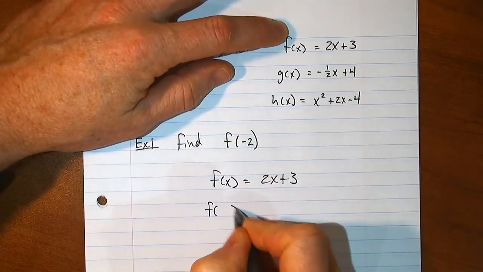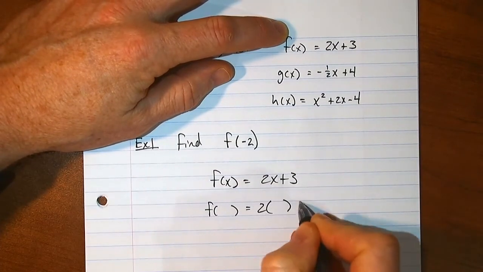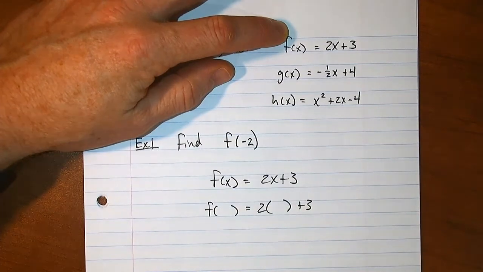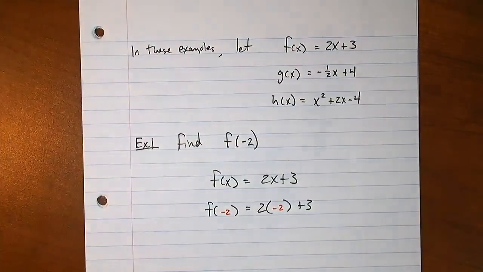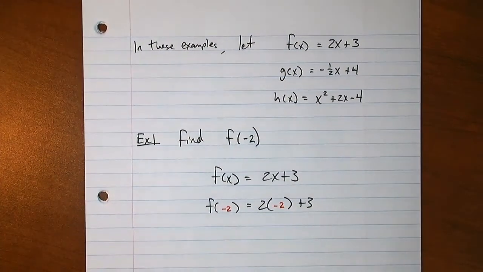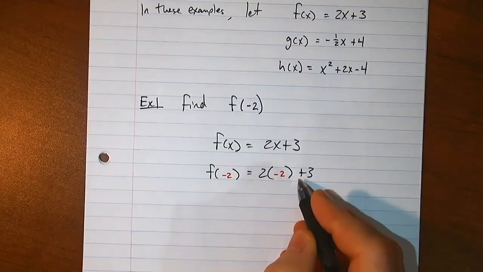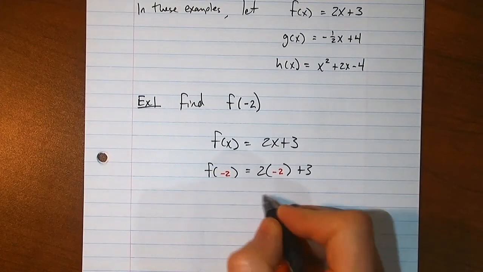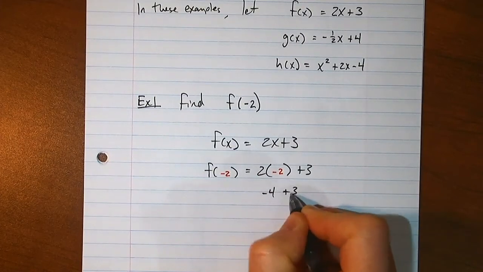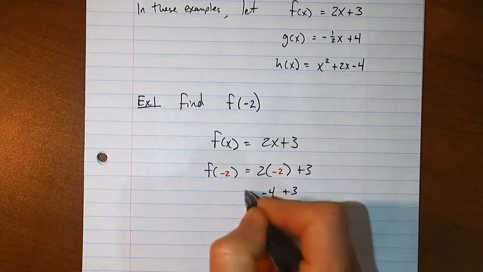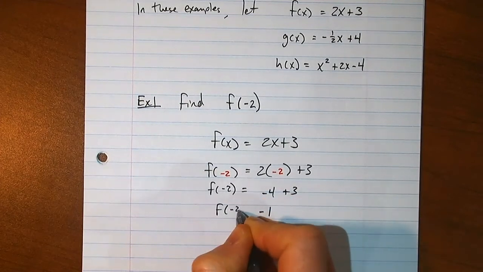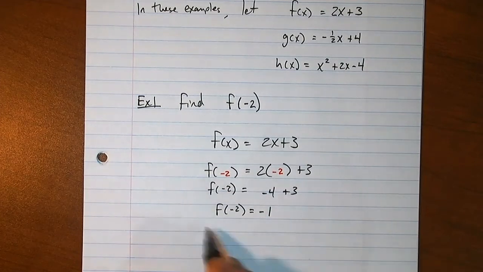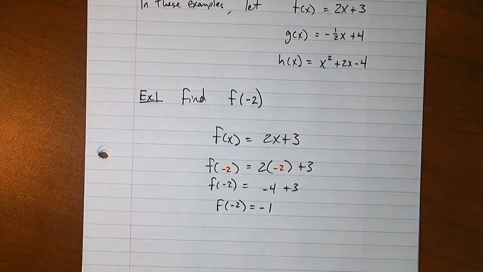Now what I'm going to do is replace the x with the number -2. And I'm going to do that every place there's an x. Now I just simplify over here using order of operations. So that's 2 times -2, that's -4. And -4 plus 3, that's -1. So f of -2 is equal to -1. And that's my answer. I'm done. f of -2 is -1.